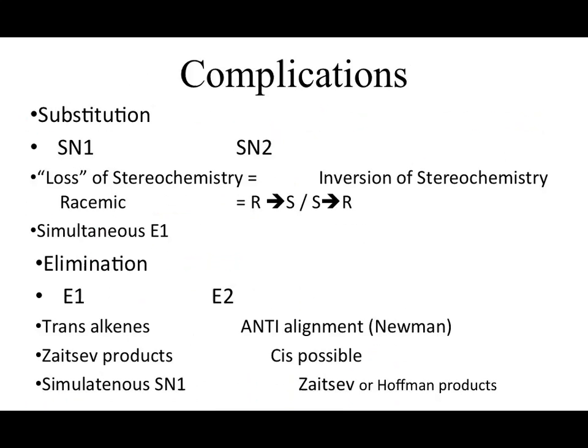The last one, which isn't quite as big of an issue, but I do want to mention it. We're looking at the complications of each of these reactions. So in an SN1 reaction, our big complication is that we lose stereochemistry. And by lose, we end up with a racemic mixture. So that's our SN1. The other big issue is that it's always going to run simultaneously to the E1. We can limit that a little bit.